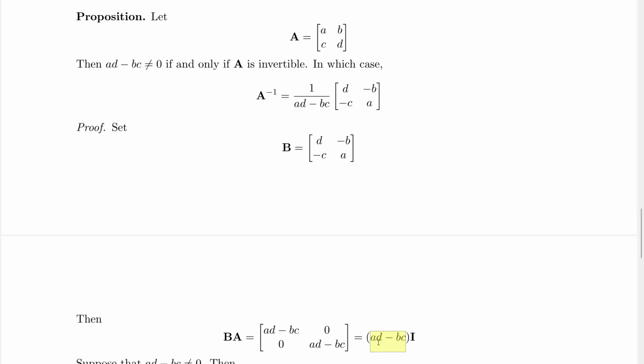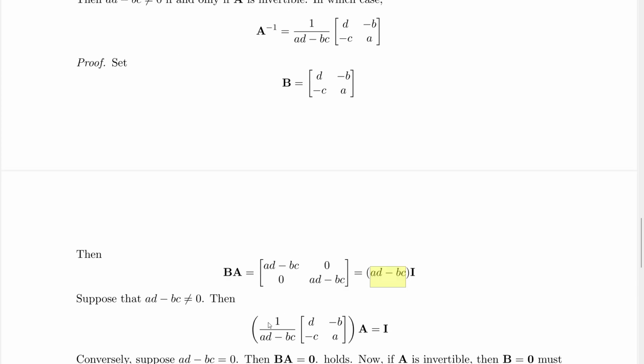All right, so obviously if the magic number is non-zero, we can divide it over and then get A times that matrix is equal to the identity, and thus B, that matrix right there, must indeed be the inverse for A. And so there we go, we've got our formula. Now we want to prove that when AD minus BC is zero, then our matrix A fails to be invertible.